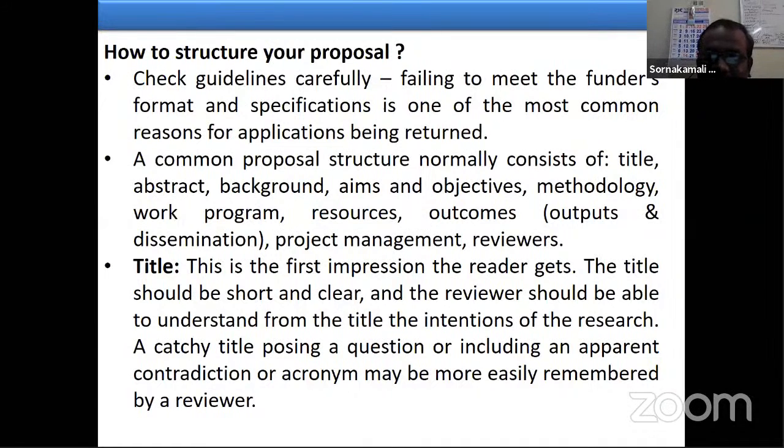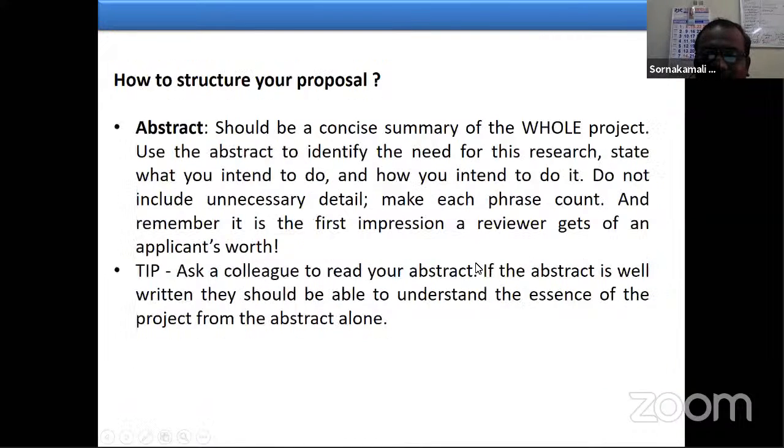Then what we are going to research in that area. Always put a catchy title, including an acronym or question mark, that can be easily remembered by the reviewer. Abstract: the abstract should be a concise summary of the whole project. In that abstract, you have to state the need for this research, then what you intend to do.